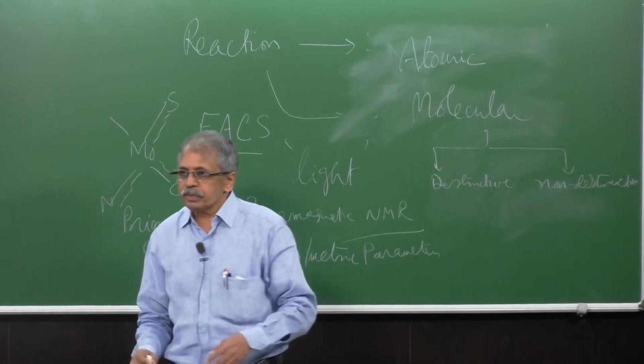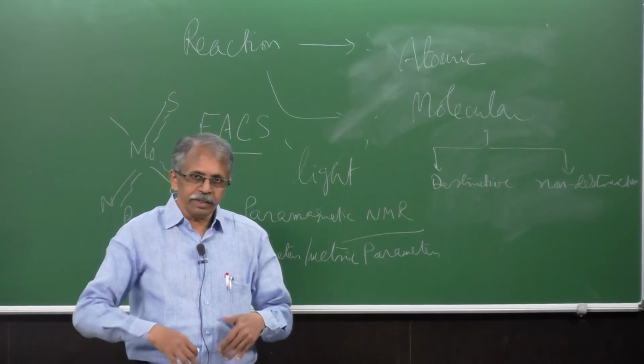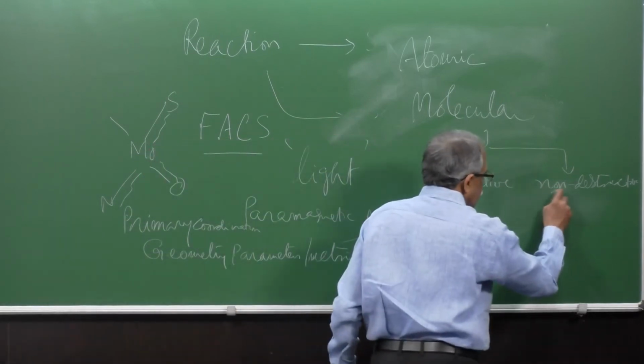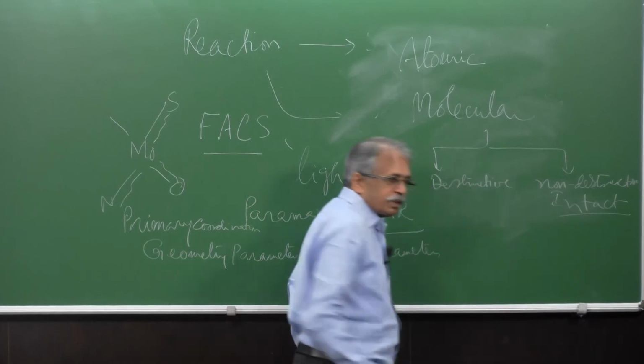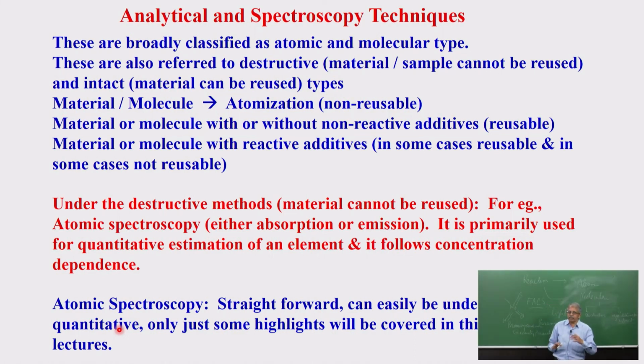Okay, so destructive type means where the material or sample is being converted into something that cannot be used, basically broken down, and in the other case it is intact. So non-destructive is intact material. When you take a material or a molecule and put it into some system and convert it into atoms, atomization, obviously you cannot rebuild it back. So that means it is not reusable. Sometimes you take some compounds and mix with something else, and at the end of your study you may be able to separate it, then it is reusable. You may not be able to separate it, then it is not reusable.